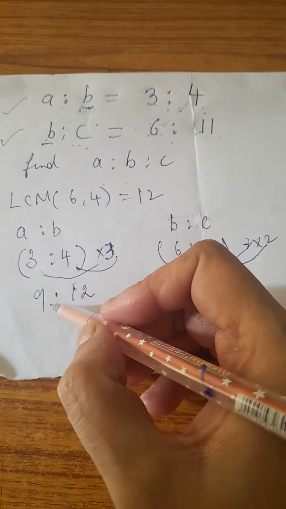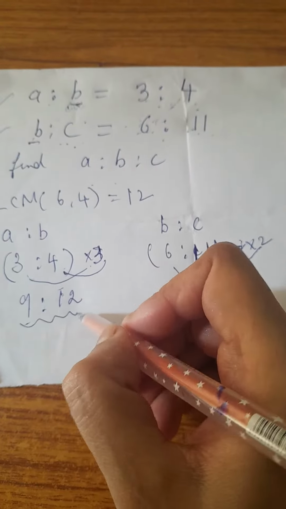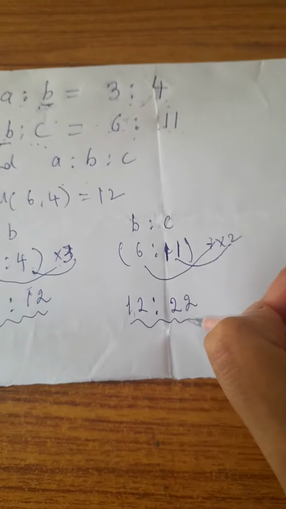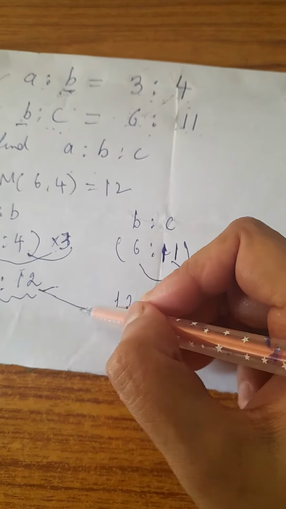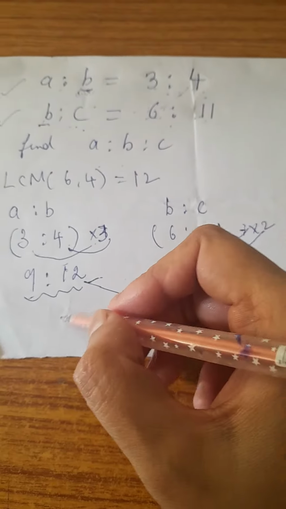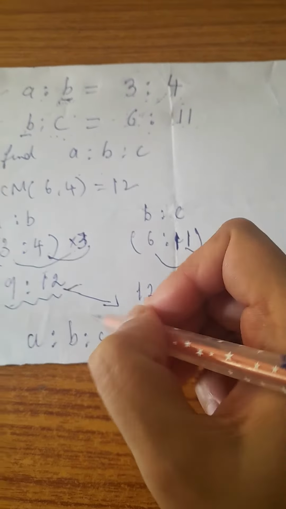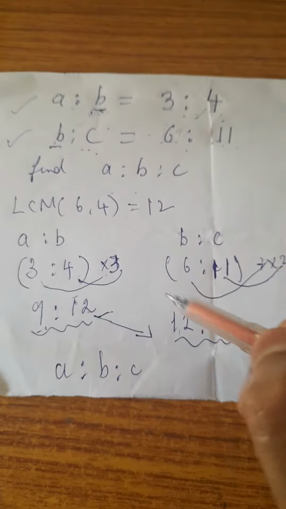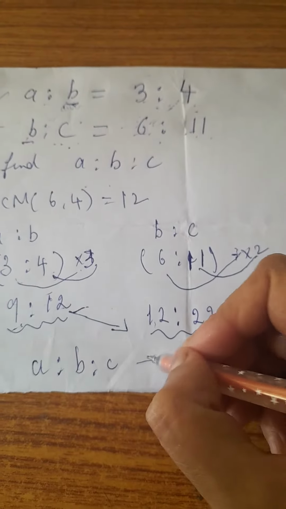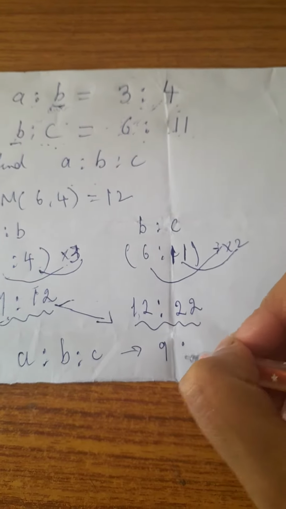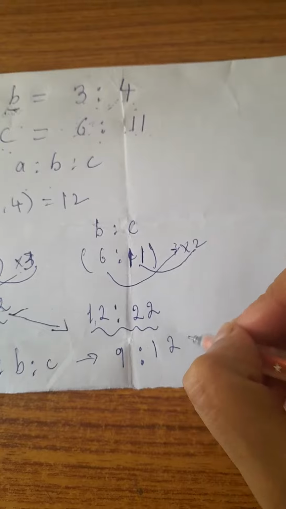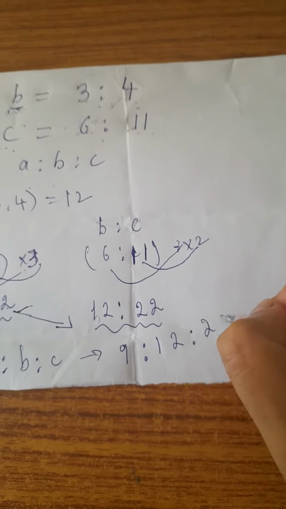So now you see I have A is to B is 9 is to 12 and B is to C is 12 is to 22. I've got the continuity across the values of B. So now I can write A is to B is to C together: 9 is to 12 is to 22.